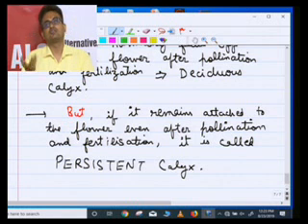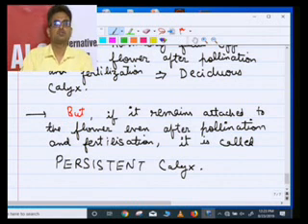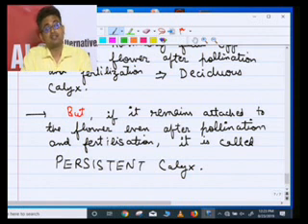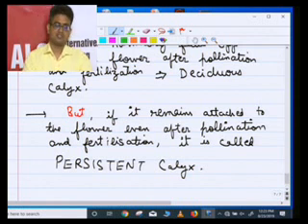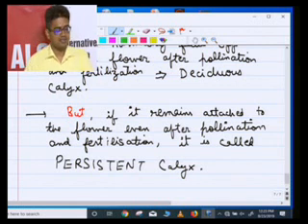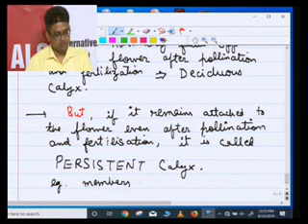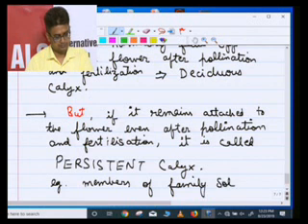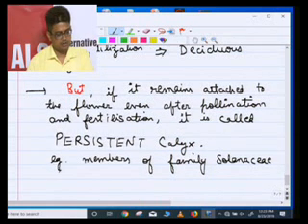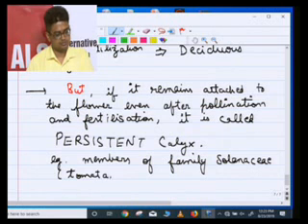What you see is the fruit. We call it a vegetable, but botanically speaking, it's actually a fruit. If it remains attached, it is called persistent calyx. It is a characteristic feature of members of family Solanaceae: tomato, brinjal, capsicum, chilies, etc.